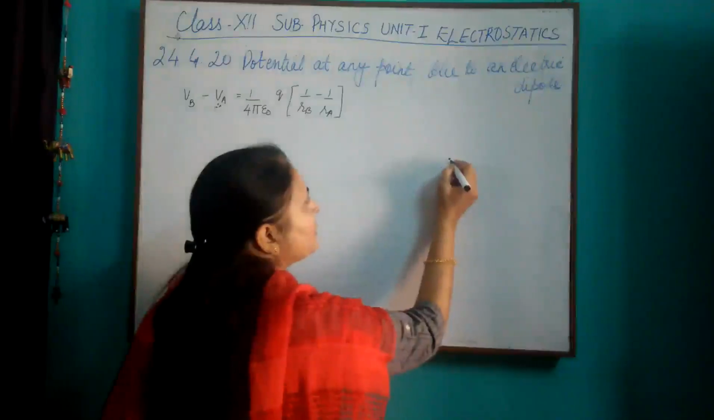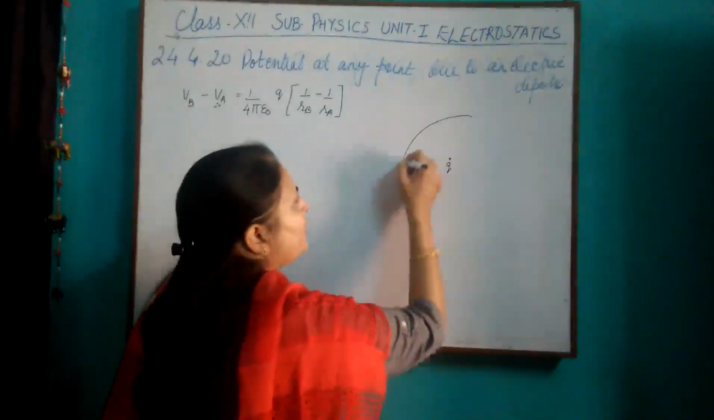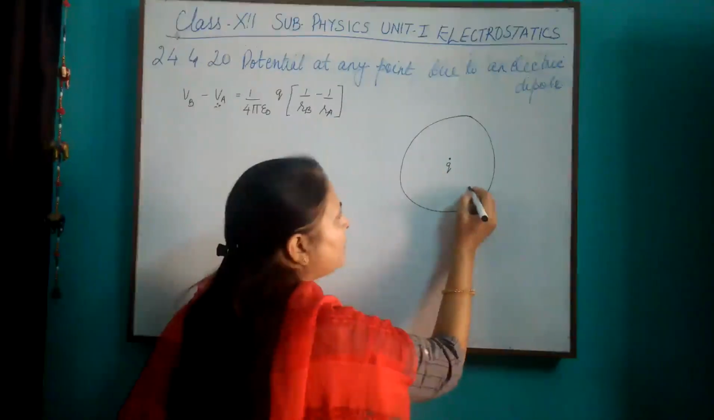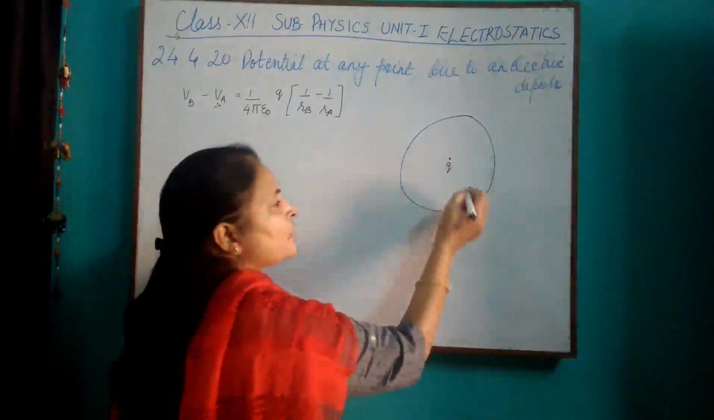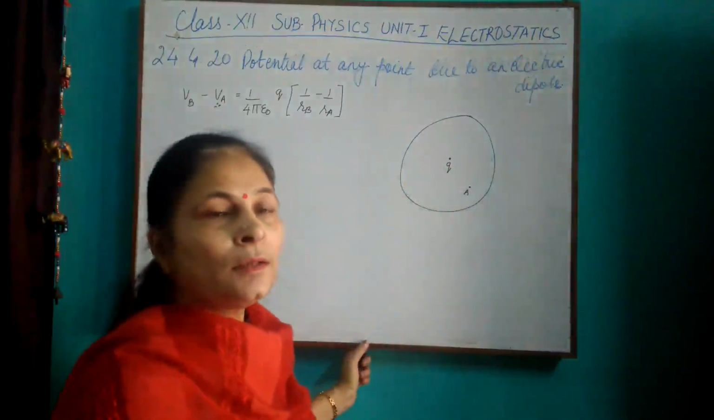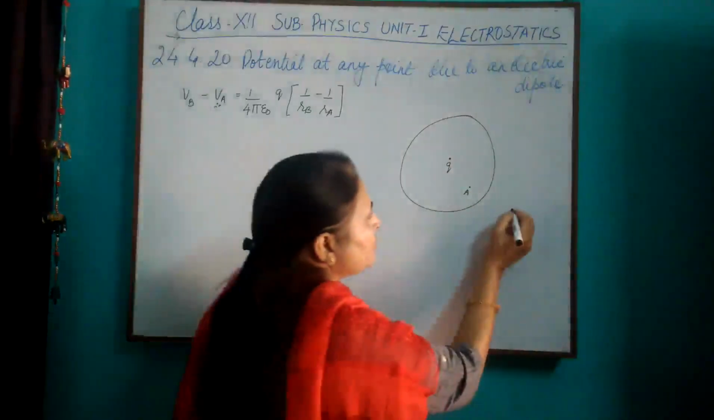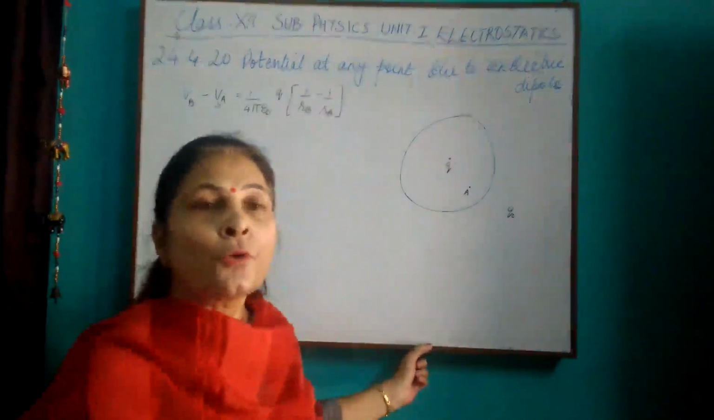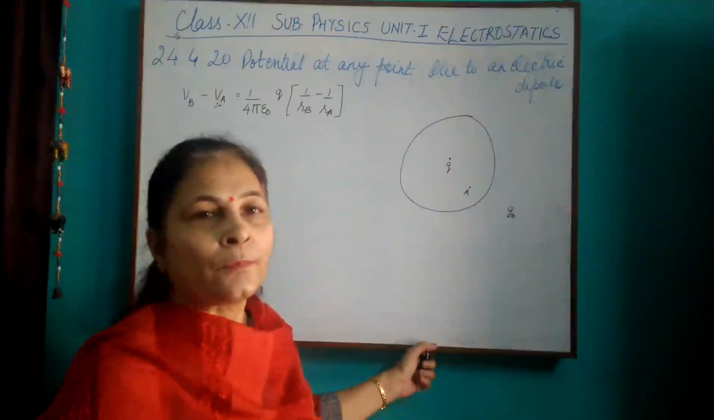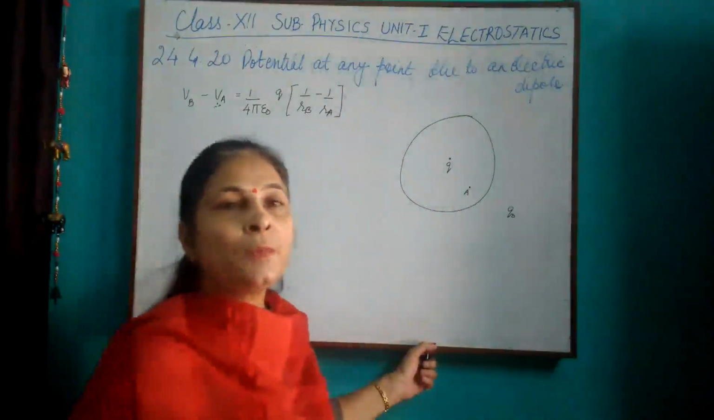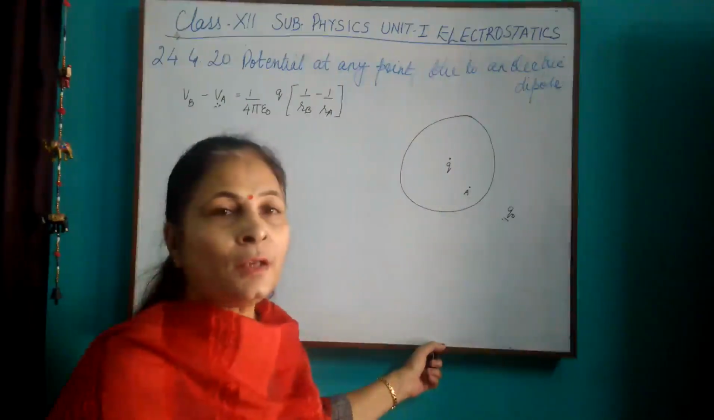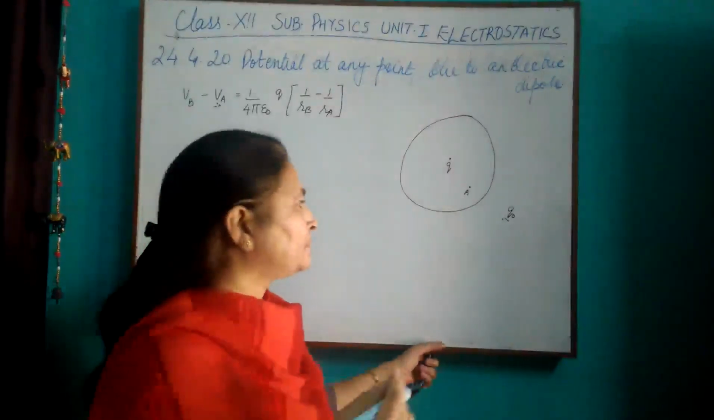Suppose this is the charge and say this is the field around it. Then the electric potential at this point, say point A, due to this charge will be the work done in bringing a test charge from infinity to this point. Here, infinity means the test charge is already outside the effect of the electric field.